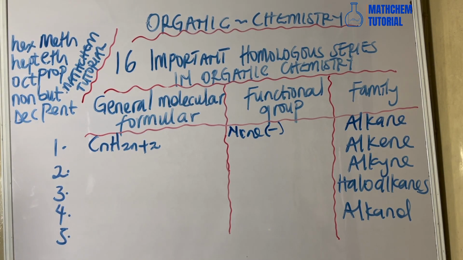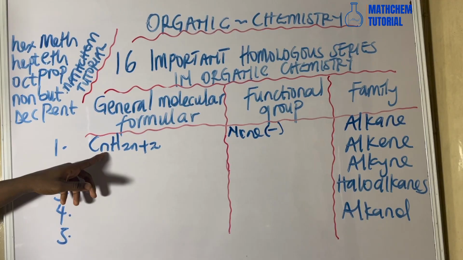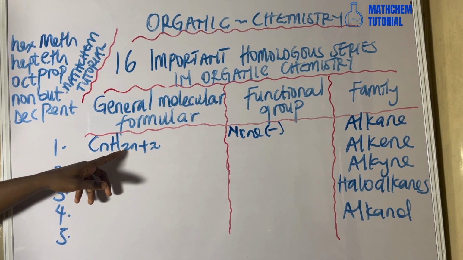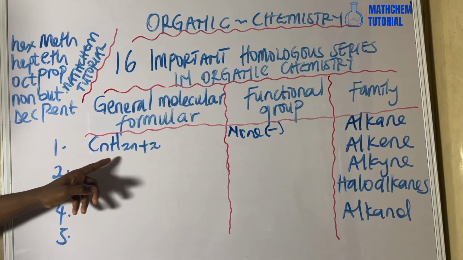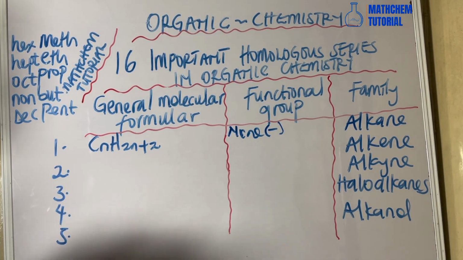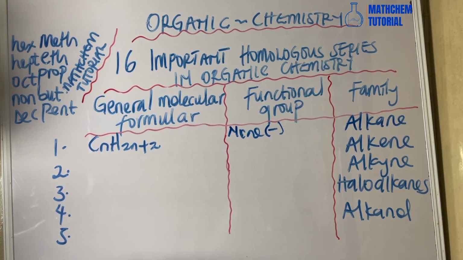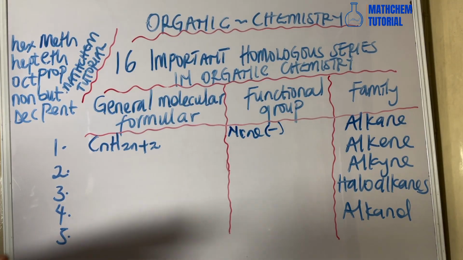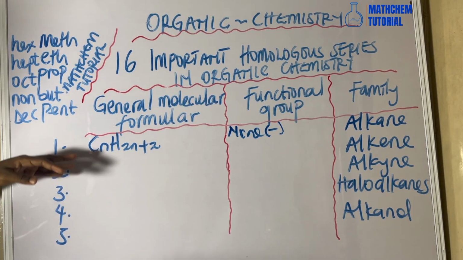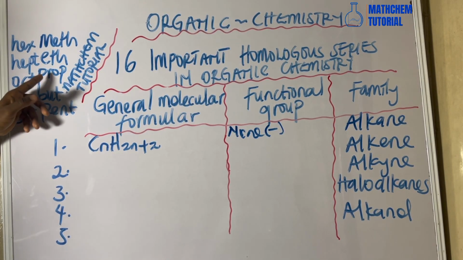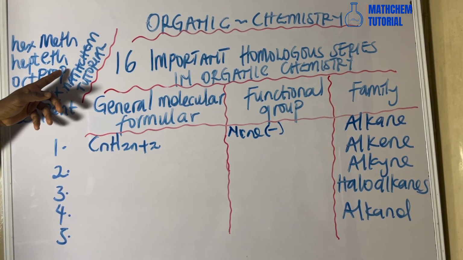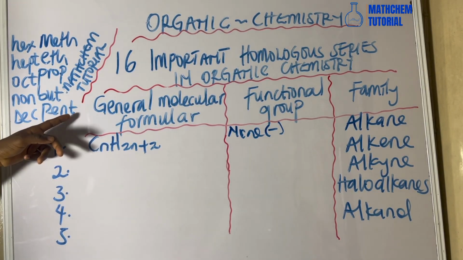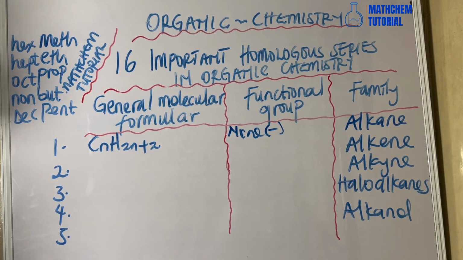Now look at this very well. If your number of carbon is 1, then the hydrogen is going to be 4, so we have CH4. What of C2H6? If you look at the difference between CH4 and C2H6, the difference is CH2. Look at the next one too: the difference between propane and ethane is also CH2. The difference between butane and propane is also CH2. The difference between pentane and butane is also CH2.